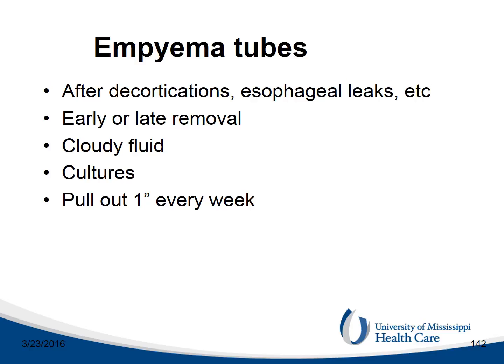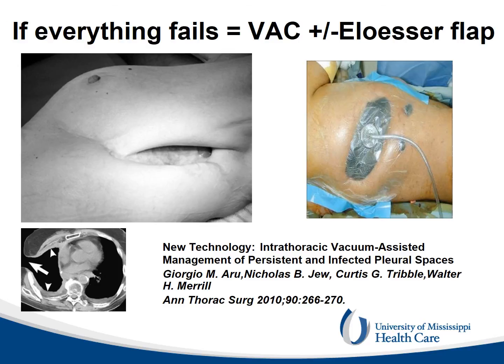The tube is then removed inch by inch once a week, so the tract will collapse slowly while still draining in the tube and heal without formation of pocket of empyema. In case a chest cavity will continue to be infected and the empyema is not resolved after decortication and chest tube drainage, an LOSR flap and intrathoracic vacuum-assisted sponges can be used to expedite the healing of the infected cavity.